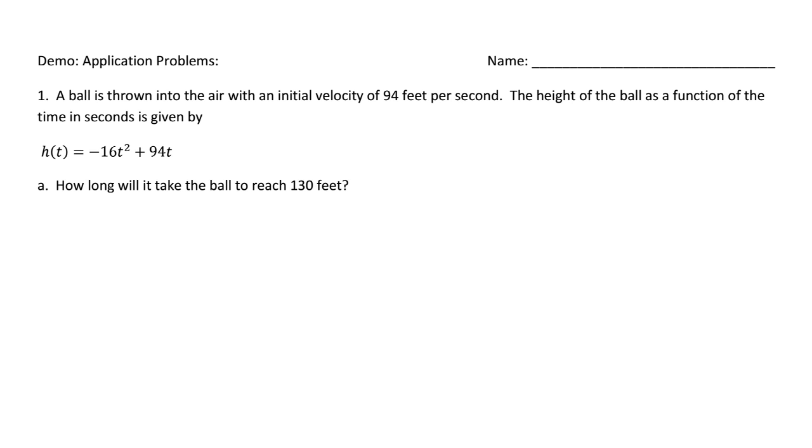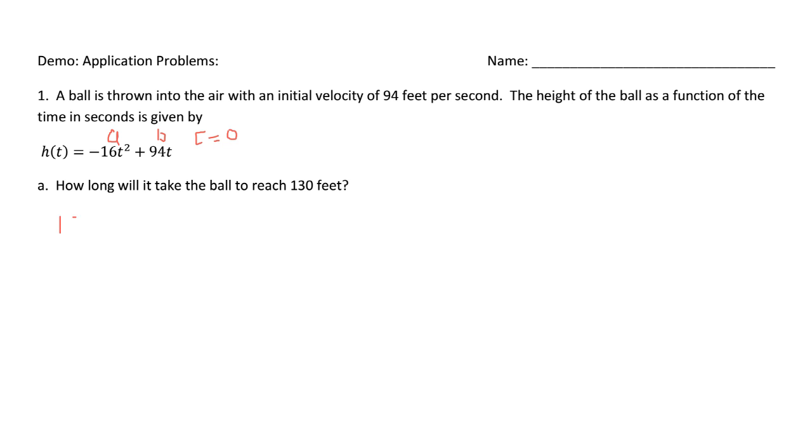A ball is shot with an initial velocity of 94 feet per second. The height of the ball is given by, now this is our A, this is our B. We don't have a C, so guess what C is? C is 0. When you don't have a C, it becomes a 0. If you don't have B, it becomes a 0. So, solving this problem, how long to get to 130?